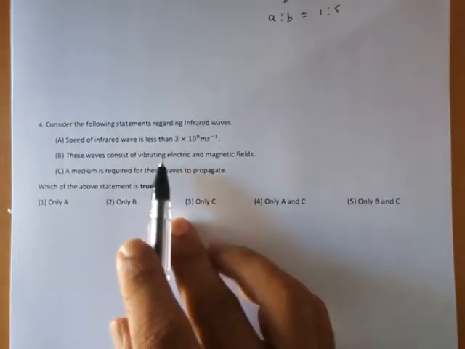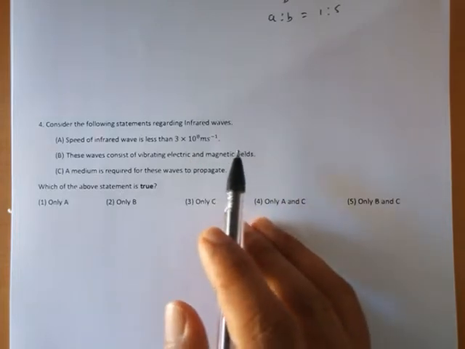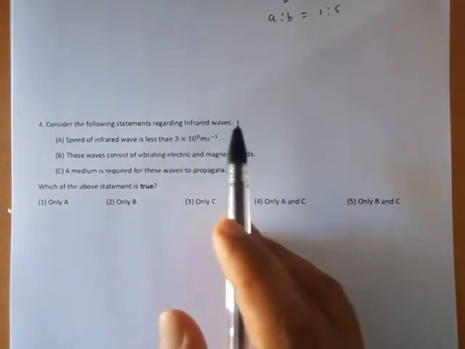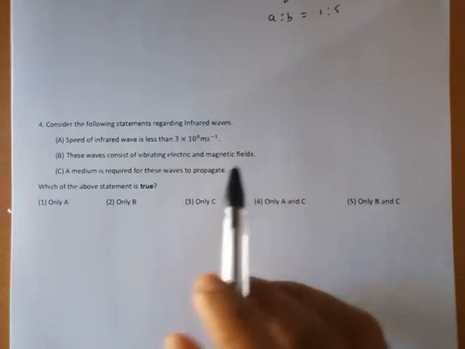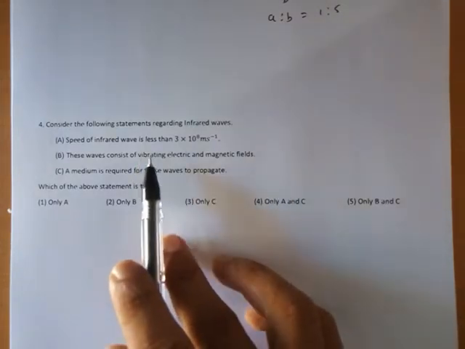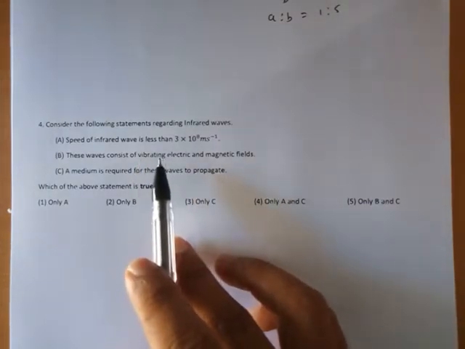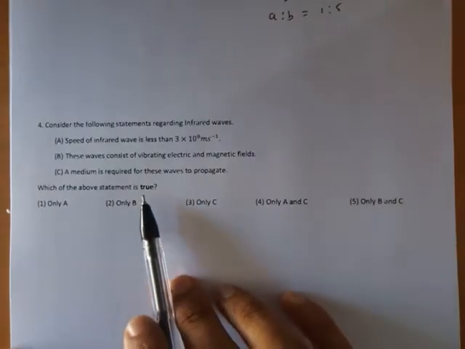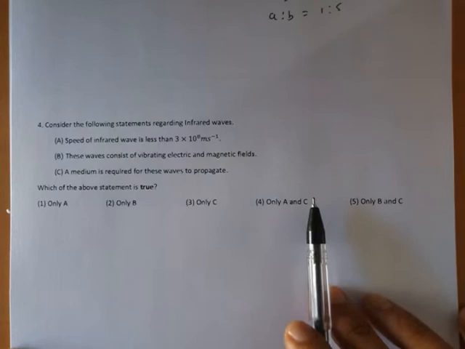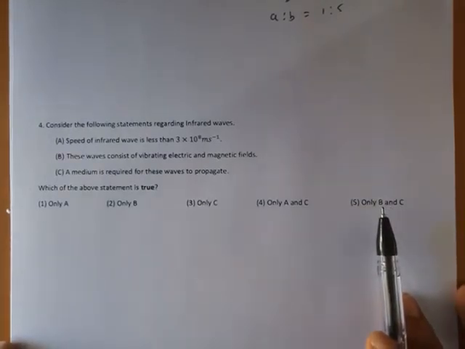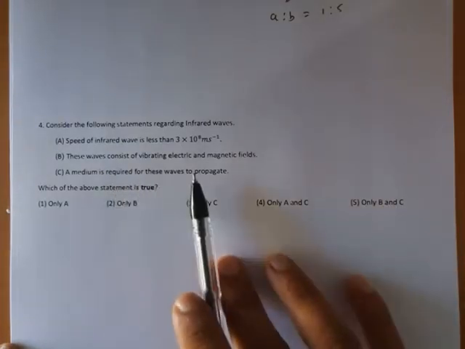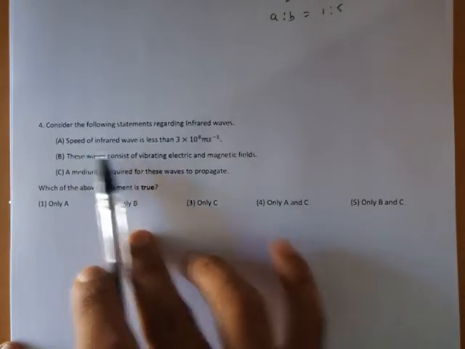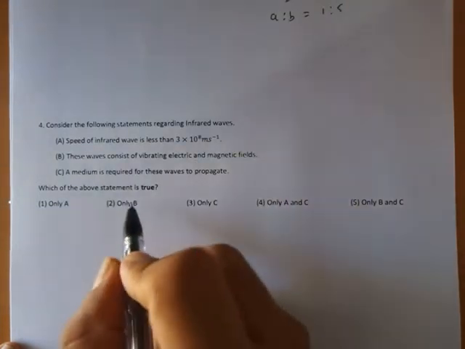These waves consist of vibrating electric and magnetic fields. As I told you, infrared is an electromagnetic wave, so that's obvious. It consists of vibrating electric and magnetic fields. And the next one, a medium is required for these waves to propagate. We know electromagnetic waves can move in free space without any help of matter. So statement C is also false. Only statement B is true. So the answer is the second one.